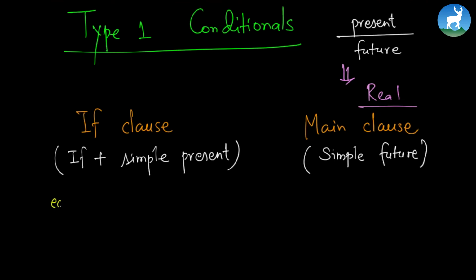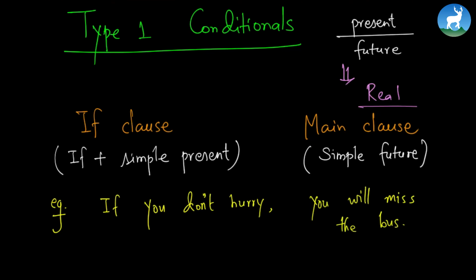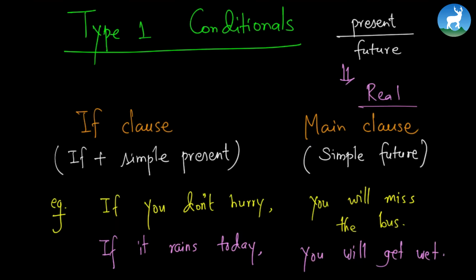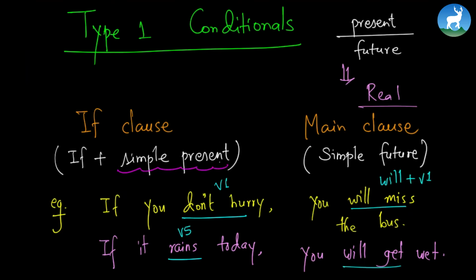This grammar topic is the easiest one. If you don't hurry, you will miss the bus. And another example, if it rains today, you will get wet, right? So if plus simple present followed by simple future. If plus simple present, again V1. Here we have a V5 followed by simple future. So will plus V1, right? So this is the basic structure. If plus simple present followed by simple future in the main clause. Don't forget the comma. If the main clause is at the front, we don't need to use the comma, right? So that is type 1 conditional.